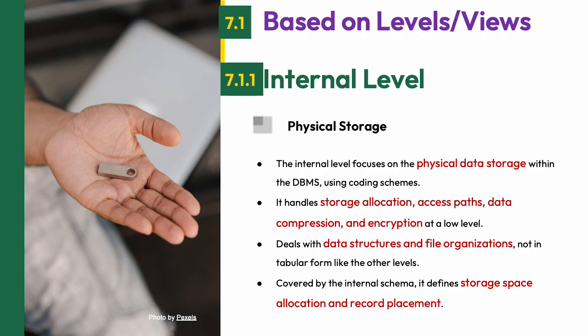So in summary, the internal level of the database focuses on the physical aspect of data storage, which includes the storage allocation, the access path, the data compression, and the encryption. It deals with the data structures and file organizations at the low level, ensuring efficient and secure data management.